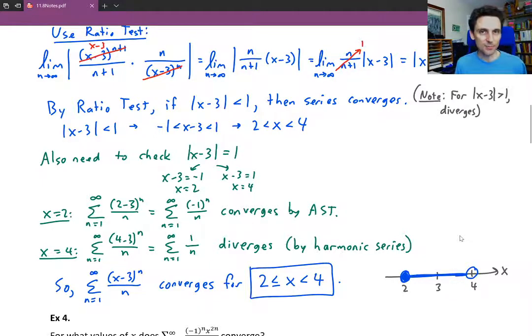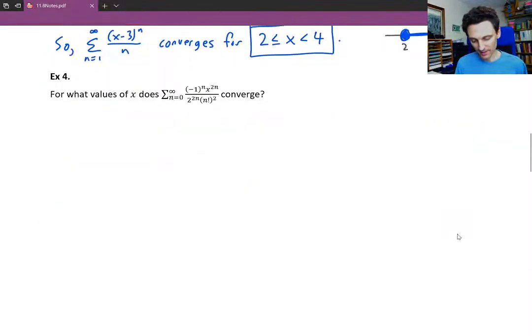Okay, let's check out example 4. Here we have another power series. We're asked for what values of x does this power series converge. This one looks just off the charts crazy. It's got factorials, exponents, all kinds of stuff. So we have the series n goes from 0 to infinity of -1 to the n times x to the 2n all over 2 to the 2n times n factorial squared. Holy smokes.